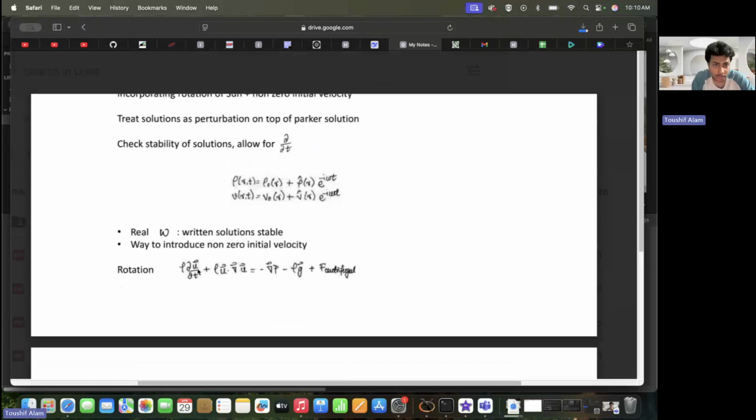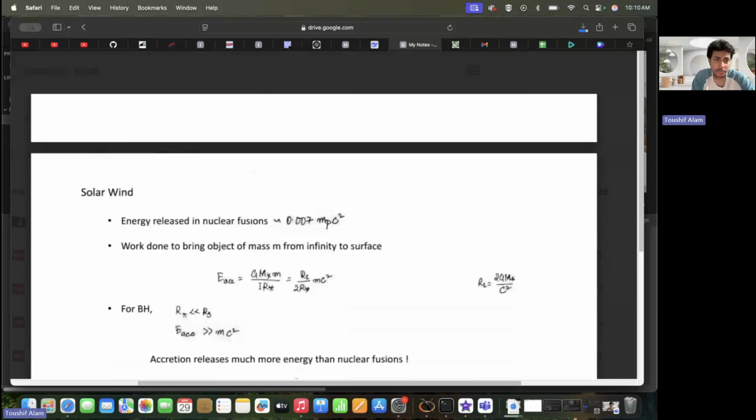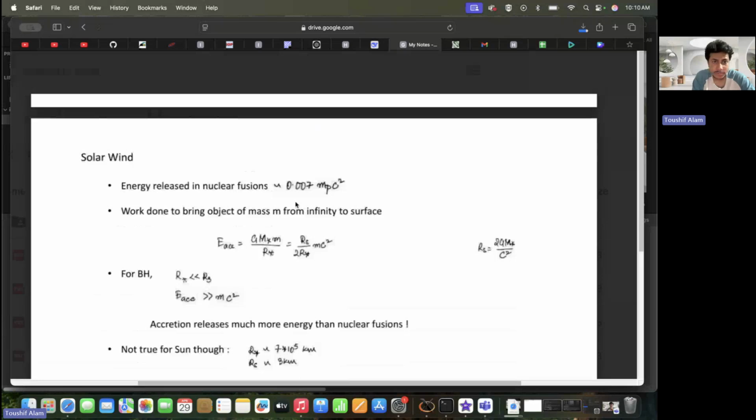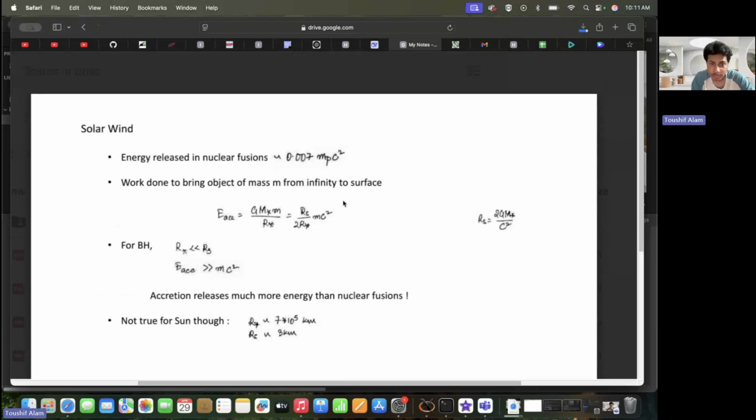Rotation gives rho del u by del t plus rho u dot grad u is minus grad p minus rho g plus f centrifugal. Fluid energy related to nuclear fusion is 0.007 m c square. Work was done to bring an object of mass m from infinity to the surface. The acceleration energy is G M star m by r star. Rs is 2 r star, and m c square. Rs is equal to G M star by c square.